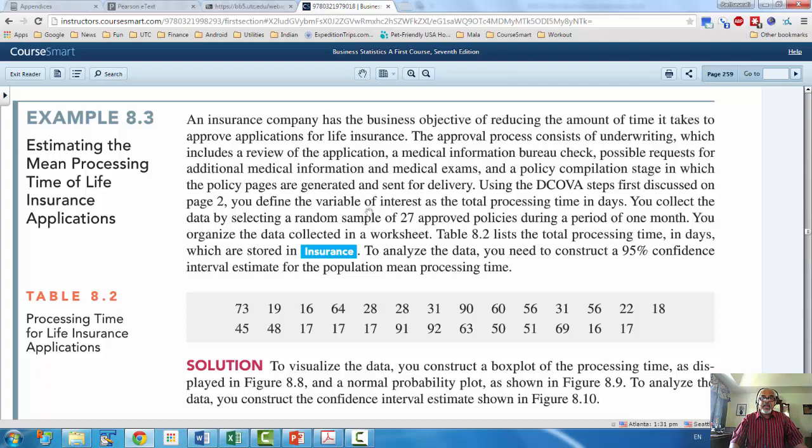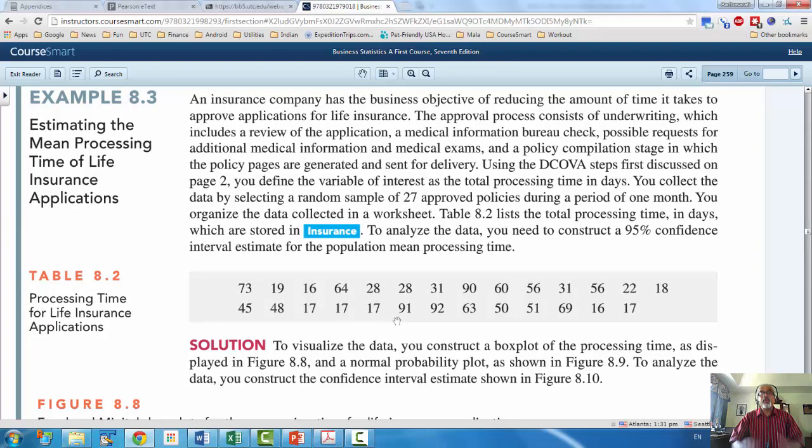So they took a random sample of 27 approved policies from during a period of 1 month, and then looked at how long it took for each of those approved policies to get approved, from the time the application was made to the time when it was approved. The 27 observations are given here, and these times are in days. Now we want to develop a confidence interval for the average time taken to approve policies.